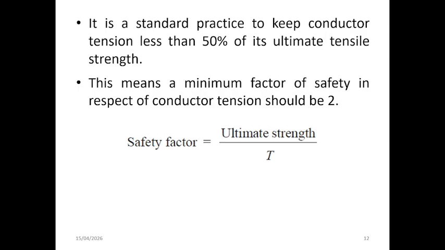Okay, a minimum safety factor of 2 is typically required. Meaning the conductor must be able to withstand at least twice the maximum expected operating tension. So it means the ultimate strength should be 2 times the tension. So this ensures long-term structural reliability and accounts for uncertainties in loading condition, material aging, and dynamic effects.